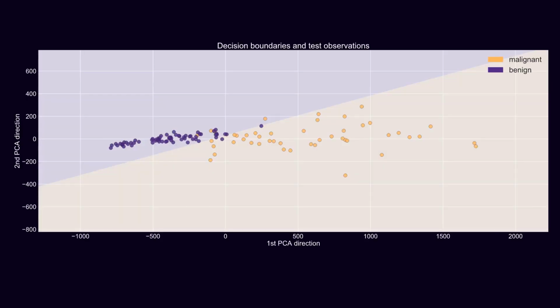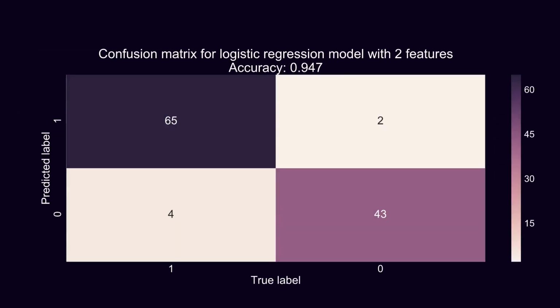Looking at the decision region plot from the two-feature model, we see that although some observations still are misclassified, in the confusion matrix we have fewer observations in the false positive and false negative quadrants. Accordingly, the accuracy of the two-feature model is noticeably higher than that of the one-feature model.